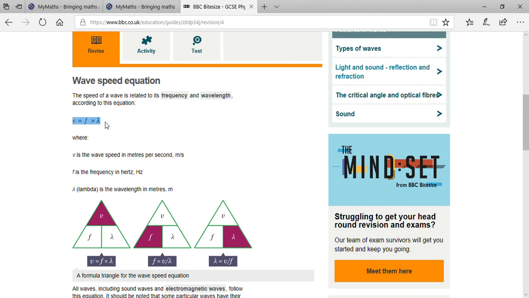So here v is your wave speed. As usual, speed or velocity is defined by the symbol v. f is your frequency, considered in hertz, and lambda is your wavelength, considered in meters. From this formula you can convert it into three forms. v equals f into lambda, that I told you. You can also get the frequency, that means frequency equals velocity upon wavelength, or speed upon wavelength. Or wavelength equals speed, that means v upon frequency, okay.